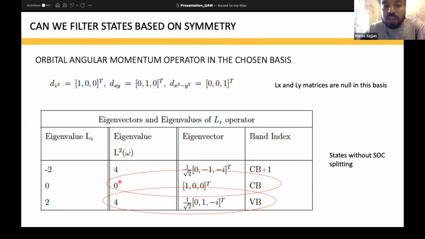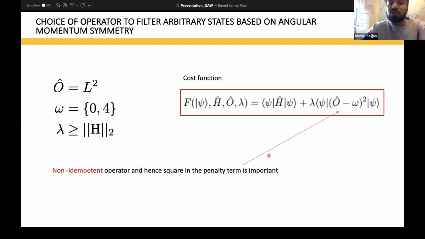So we see that if we were to use L squared as a symmetry operator and put an eigenvalue of 0, we should expect the conduction band. And if we use an eigenvalue of 4 and also demand that we get the minimum of the energy, we should get the valence band, because this is a band which is above the conduction band. So that's exactly what we're going to do. This component is going to define the minimum of the energy, whereas O is going to be a symmetry operator, and omega is going to be the corresponding eigenvalue of the symmetry operator that we want.